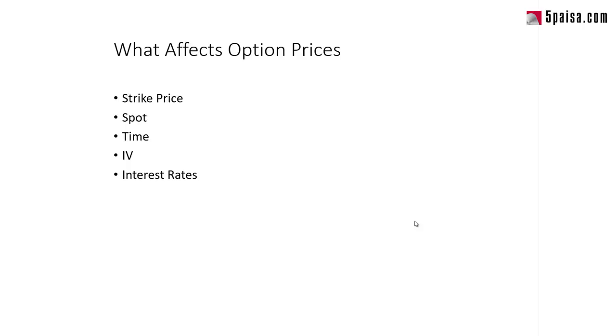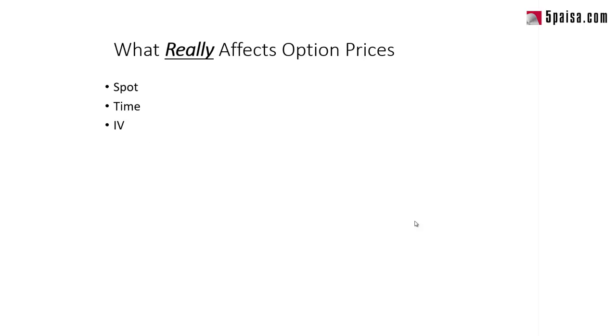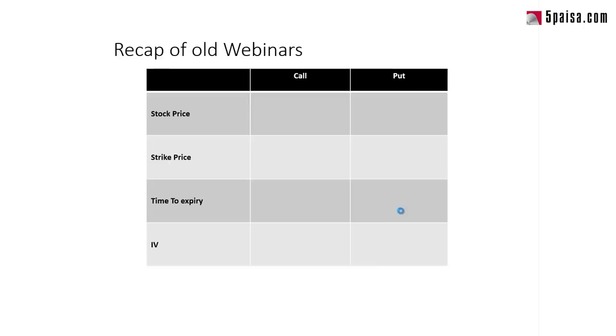We all know what affects spot option prices. They are strike price, spot, time, IV and interest rates. But what really affects option prices is just spot, time and IV. So throw the other ones out because it's not really going to be applied on a day-to-day basis. Let's just focus on three things: spot, time, IV.